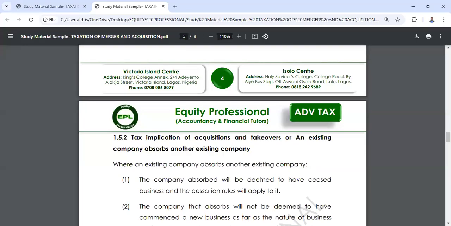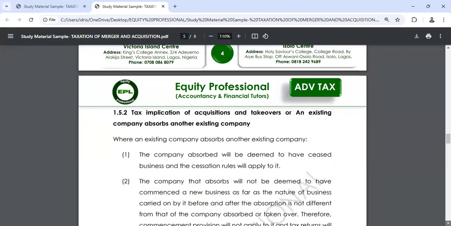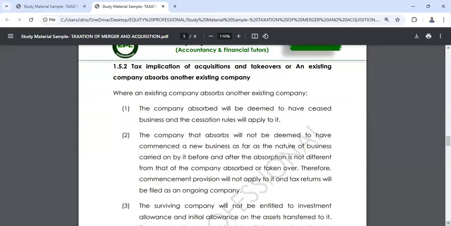Why? The company that absorbs will not be deemed to have commenced a new business. A will not be deemed to have commenced a new business. You understand? So as a result of that, the commencement rule will not apply to A. But B that they acquire, the cessation rule will apply to B. A that acquires another company, we will assume A continues its business. Because when A acquires B, A will not start a new name. A will still maintain its brand. It will still be bearing A Limited.